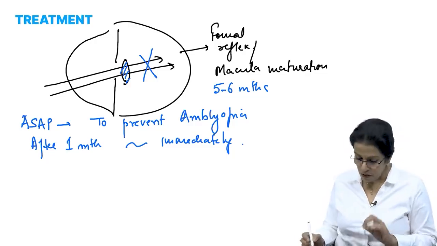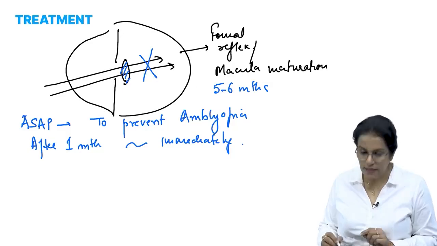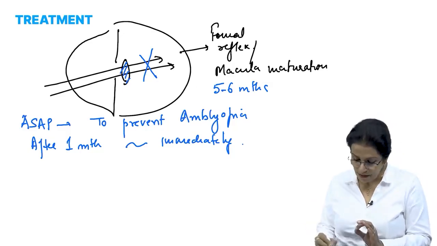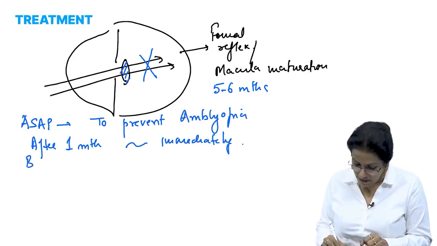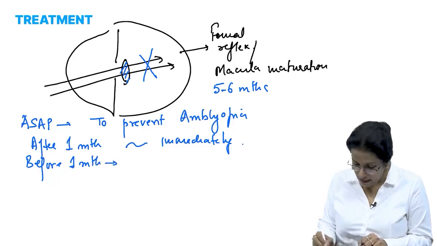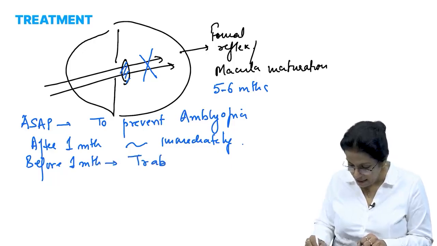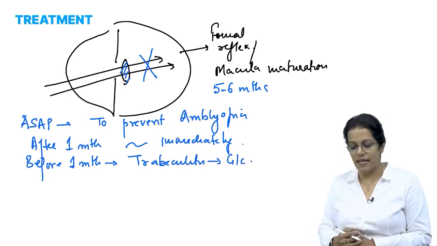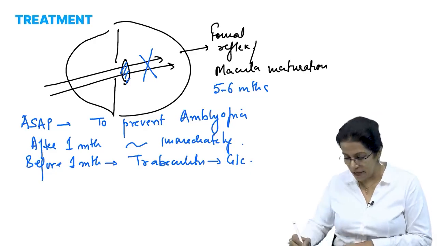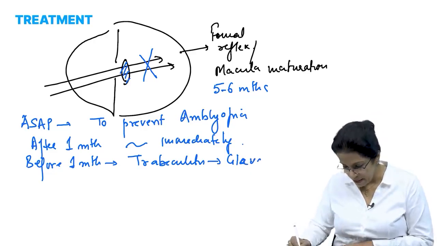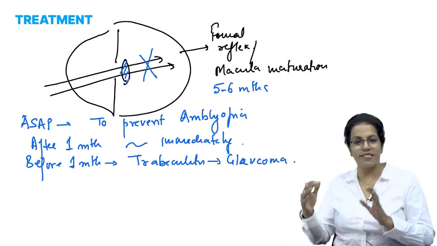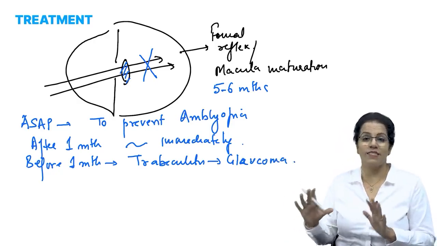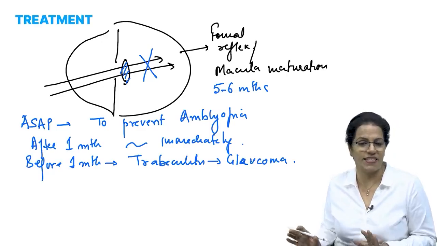Is it clear? Okay. If you are clear with this, you should also write for yourself that before 1 month, what is going to happen is trabeculitis, and this child will be at risk of developing glaucoma. That is the reason. So, whenever the options are immediately, this is equal to immediately only. Please don't get confused.